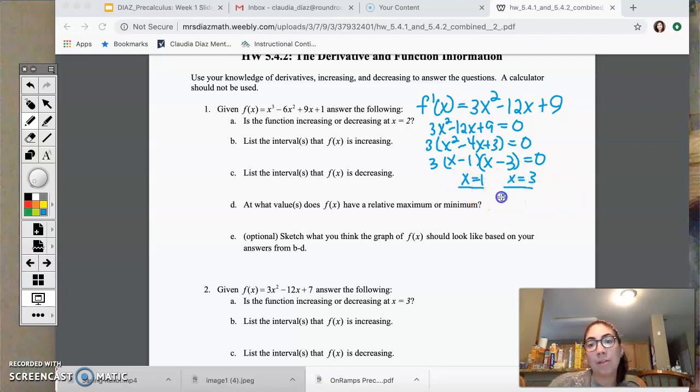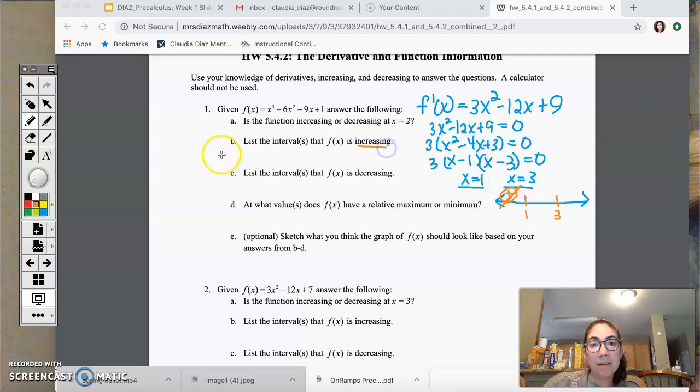After we have that information, we're going to put it on a number line. So we're going to have 1 and 3. Once we put those values on the number line, I'm going to plug in some values that fall into these intervals. For example, something smaller than 1, like 0. If you plug 0 into the derivative, you get 0 minus 0 plus 9. That's positive 9, meaning it's going to be increasing between negative infinity and 1.